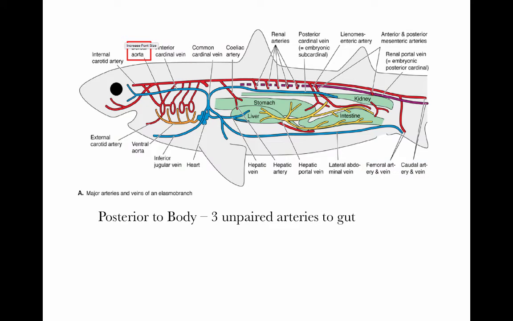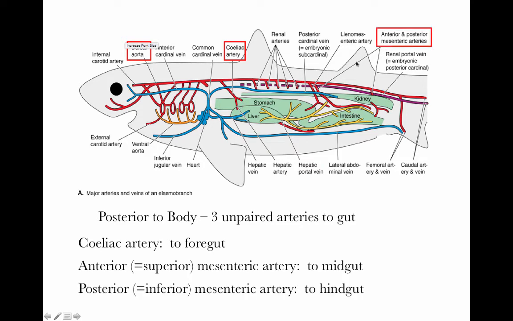Then we have three unpaired branches from the dorsal aorta that bring blood to various portions of the gut tube. So first, we have the celiac artery, pictured here, bringing blood to the foregut. And then there's an anterior and posterior mesenteric artery. In human anatomy terminology, we call them the superior and inferior mesenteric artery, and they are going to be carrying blood to the midgut and hindgut, respectively.